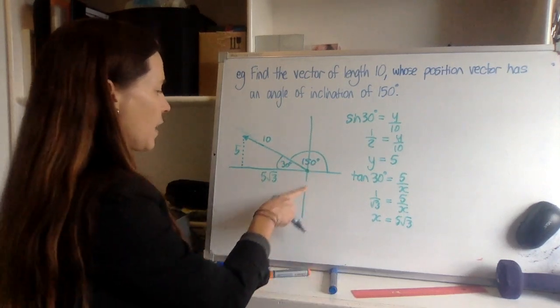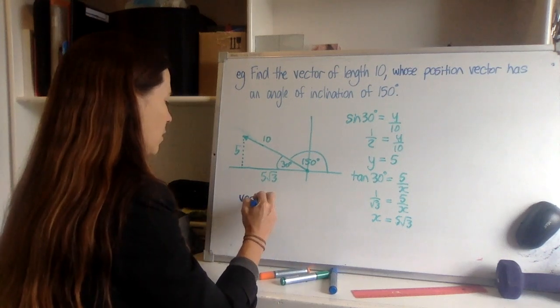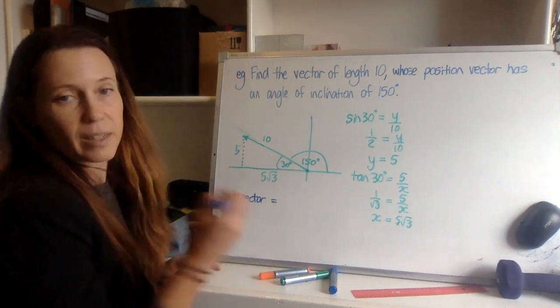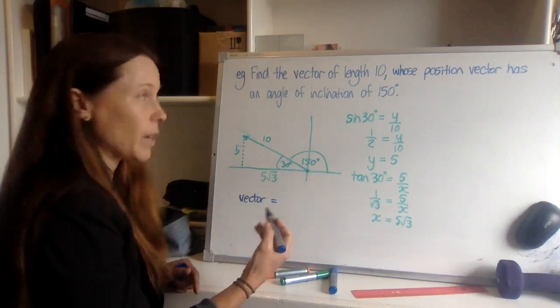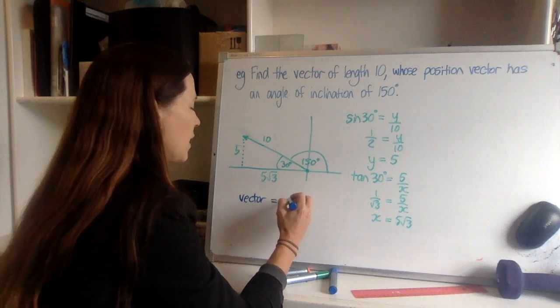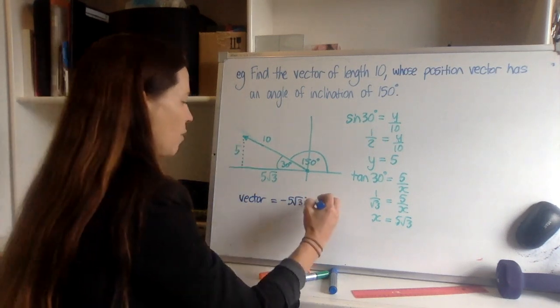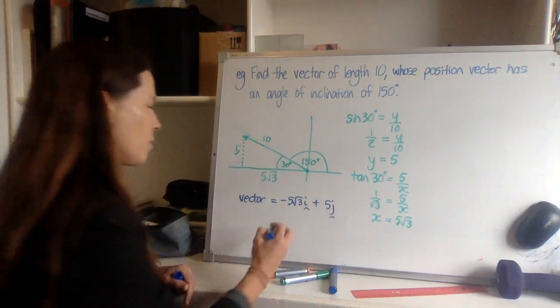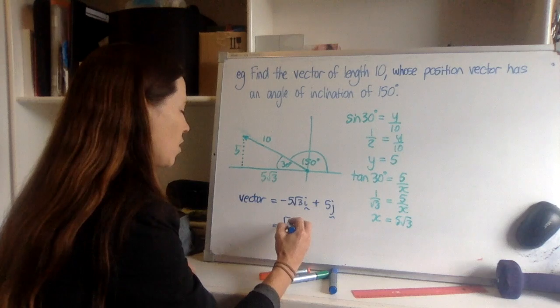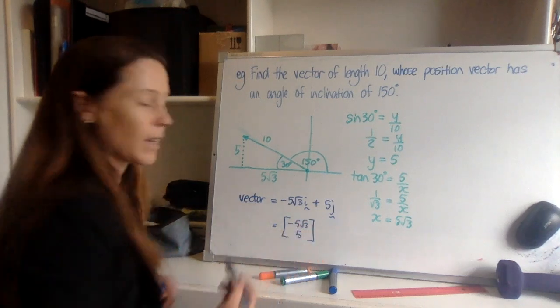So then this vector is going to be, now think about direction here, we need to go left 5 root 3 units, so we could write it like this, and then we need to go up 5 units, so we could write it in component form, or we could write it in column form quite easily like that.